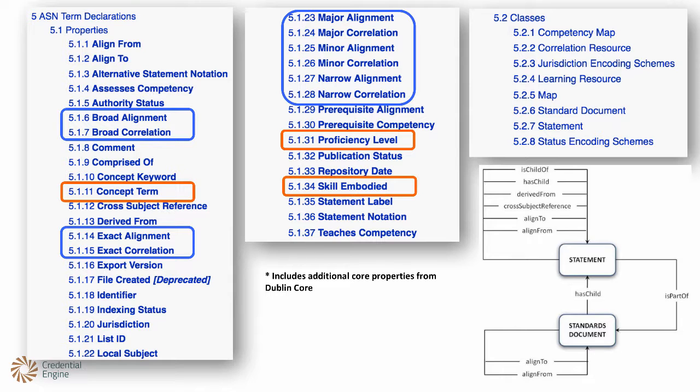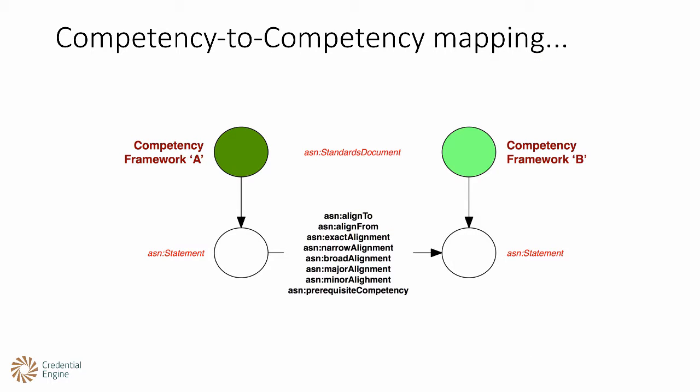So this is an array of the properties, and over on the right, you'll see what I call collateral classes. I've said there's only two entities in the model. There are a few others that are designed to help with description of other resources that map to a competency, but the core entities are the statement and the standard. So, competency to competency mapping, some of the properties that we just saw. You could have a competency framework A and a competency framework B, each with its own statements, and be able to assert relationships between the two, exact matches, broad matches, and so forth.